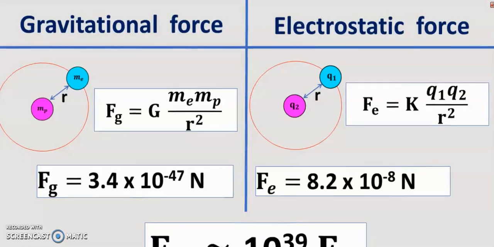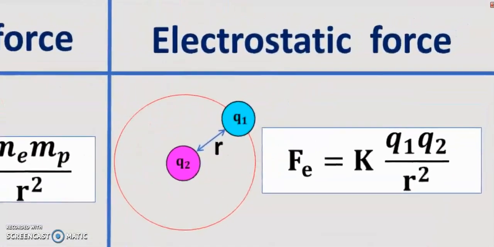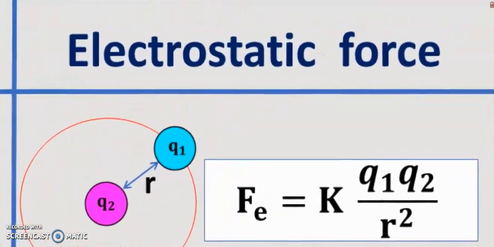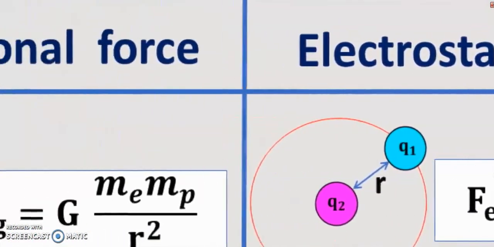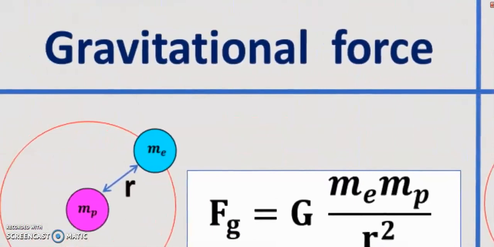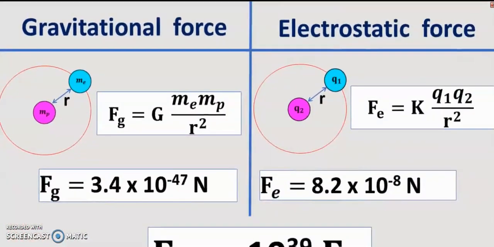Electrostatic force between the proton and an electron is enormously greater than the gravitational force between them. That is, gravitational force is negligible when compared with electrostatic force in the atomic domain.